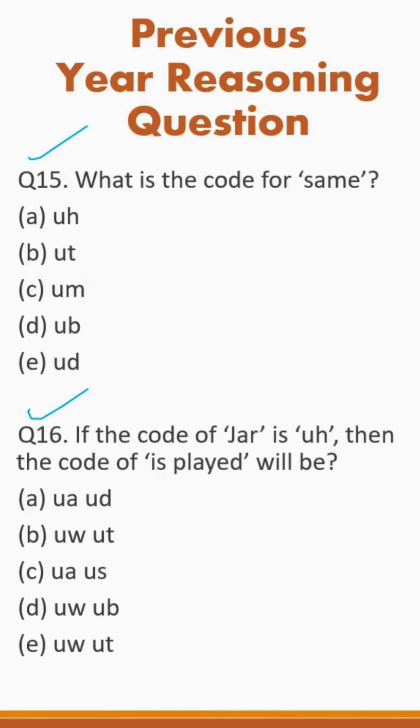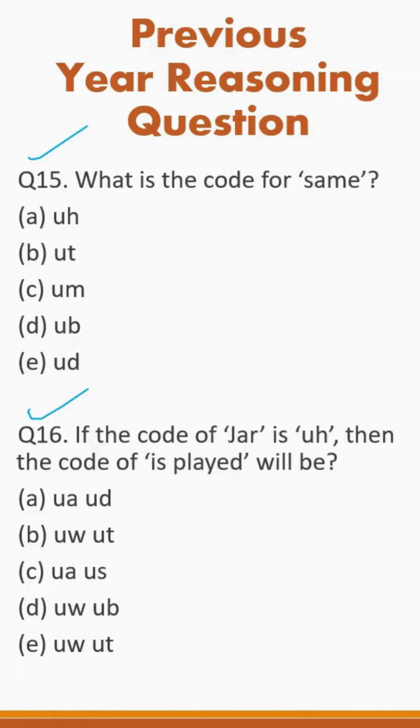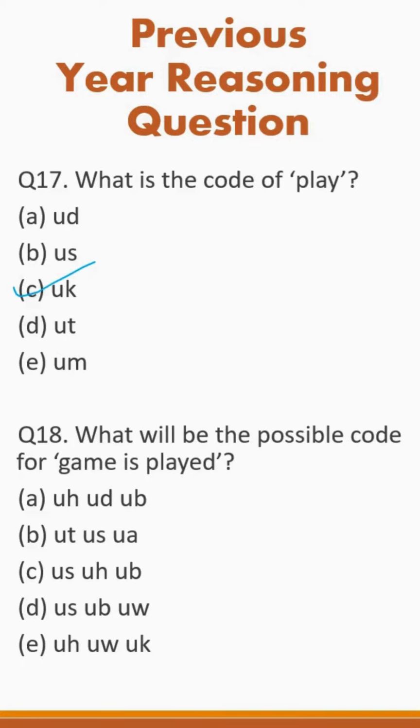Now I remember that my question asked, what is the code for play? So focus on the sentences which have play in common: play the same game, seen in the play. The already has the code UD. Now let's find if there is any other common term for play. UK is here and UK is here, so we can say that play is associated with UK. So what is the code for play? UK is for play.